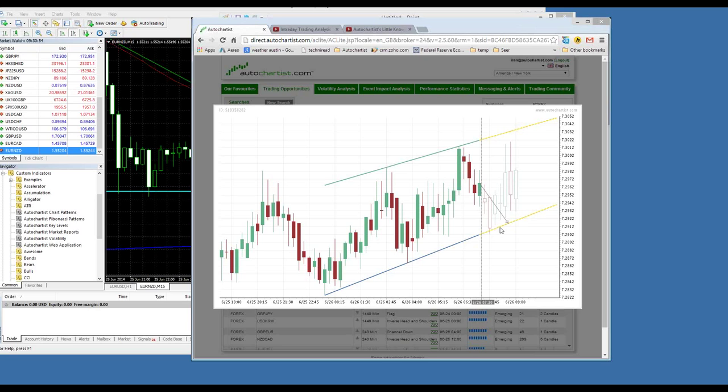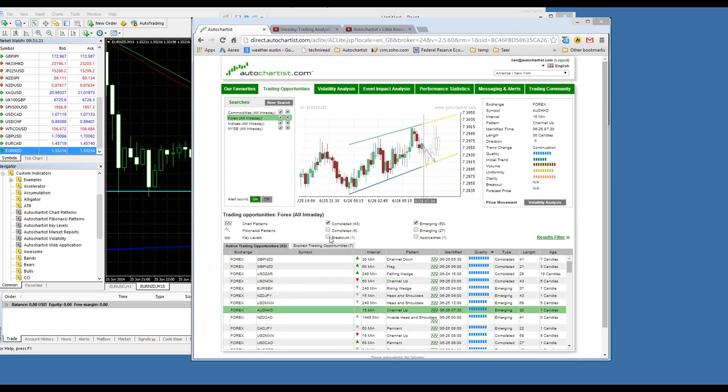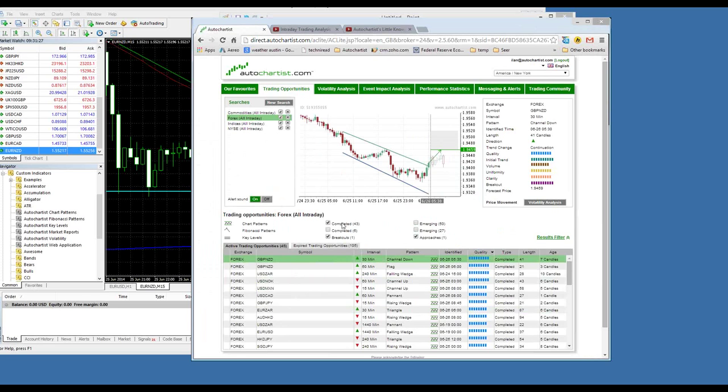So it's very difficult for us at Autochartist to provide a target, a specific level to which we think the price is actually moving. So in this example, it happened to have reached this support level, right? But the level is really a moving target, and so we don't provide a target for emerging chart patterns, right? We only provide targets for the three types of patterns I have selected now, which is the completed chart patterns, which you can see here's an example right now, GBP NZD.